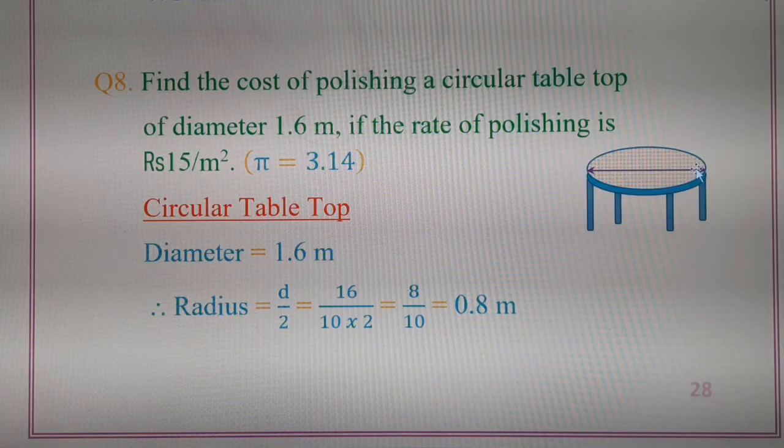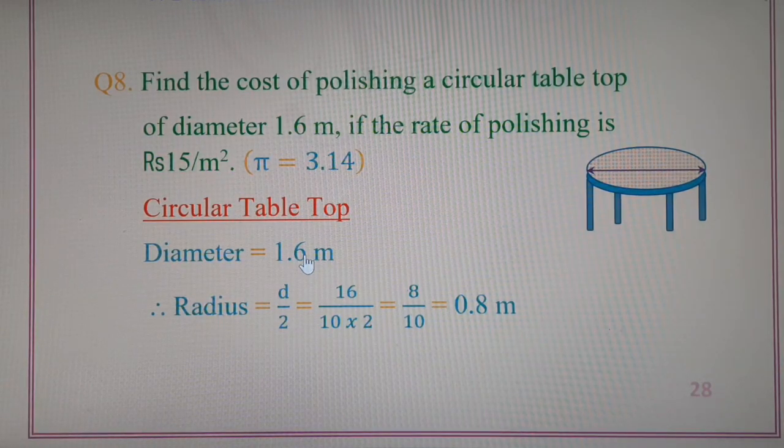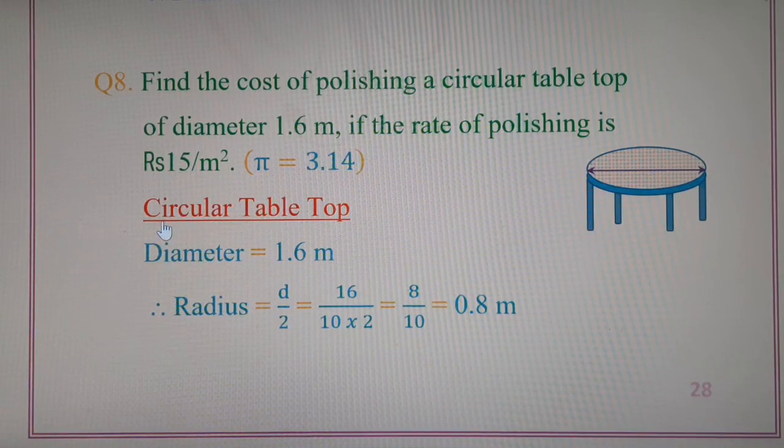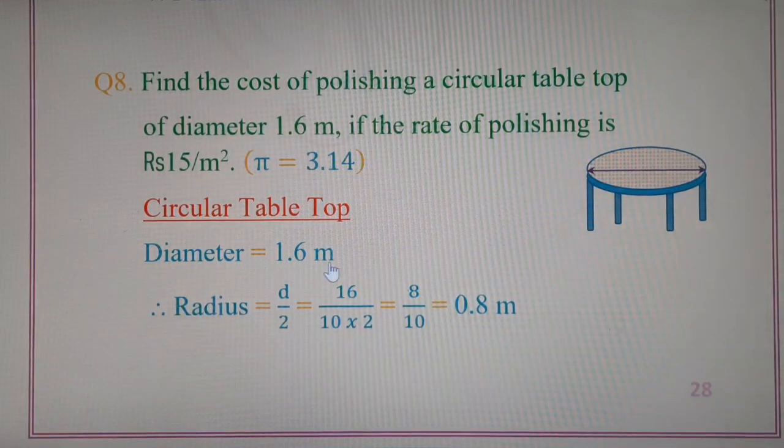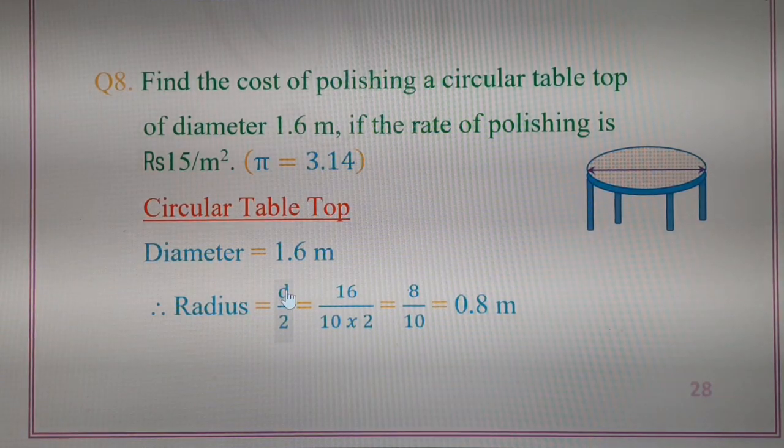Now what is the diameter of the circular tabletop? It is given as 1.6 meter. Now heading we have to write. So here circular table is given. So heading we have written as circular tabletop, and the top part of the table is to be polished. Diameter is given as 1.6 meter. Radius we can calculate by using the formula d upon 2 or half of diameter.